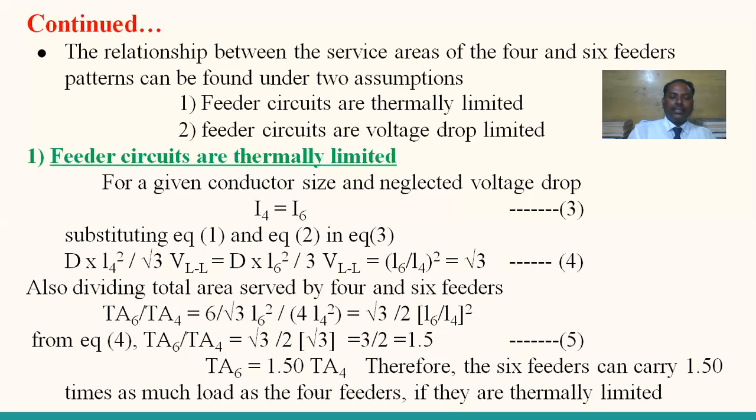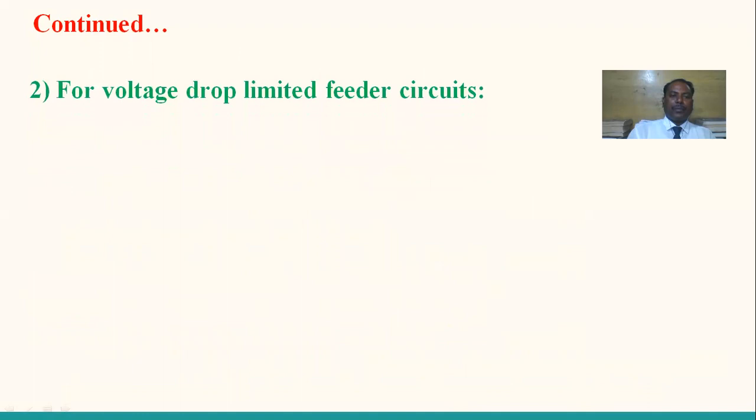Thermally limited in the sense the current carrying capacity is same. So therefore, equating I4 as well as I6. So finally, in comparison, the TA6 is equal to 1.5 times of TA4. Therefore, the 6 feeders can carry 1.5 times as much load as the 4 feeders if they are thermally limited. So another comparison, which is the feeder circuits are voltage drop limited.